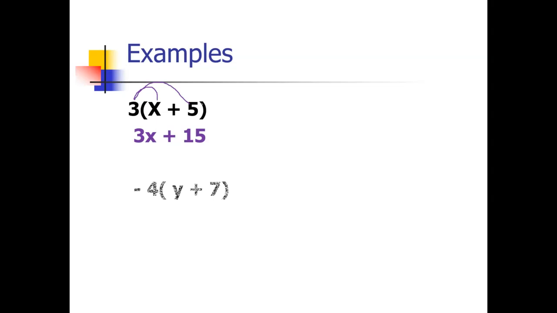Let's try another one. Negative 4 times y plus 7. I should multiply negative 4 times y to get negative 4y. And then I will multiply negative 4 times a positive 7. That will give me negative 28. That's how I get negative 4y minus 28. Let's try a few more examples to understand the distributive property better.